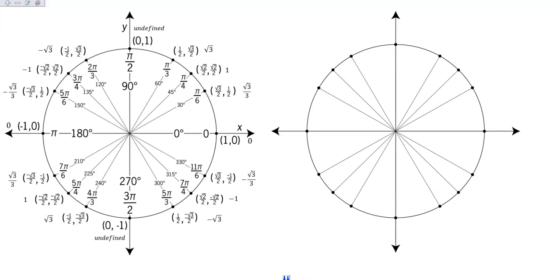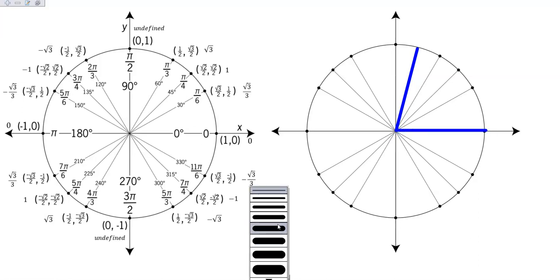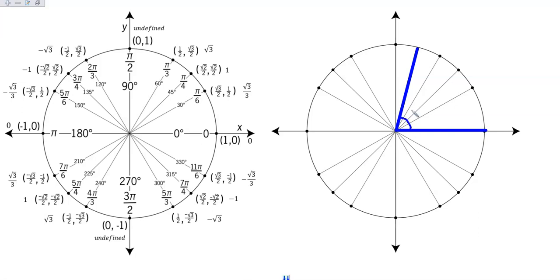Let's say that I want to find the cosine of a 75-degree angle. Well, a 75-degree angle is going to be somewhere right in here. So right here, this is 75 degrees, and this is going to be the cosine of 75 and the sine of 75. And we're trying to figure out what those are.